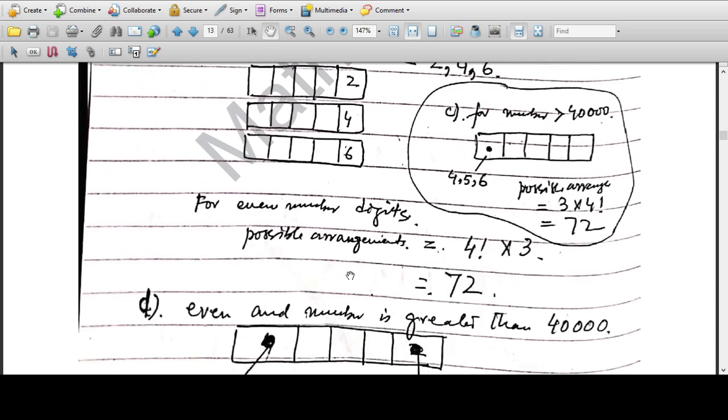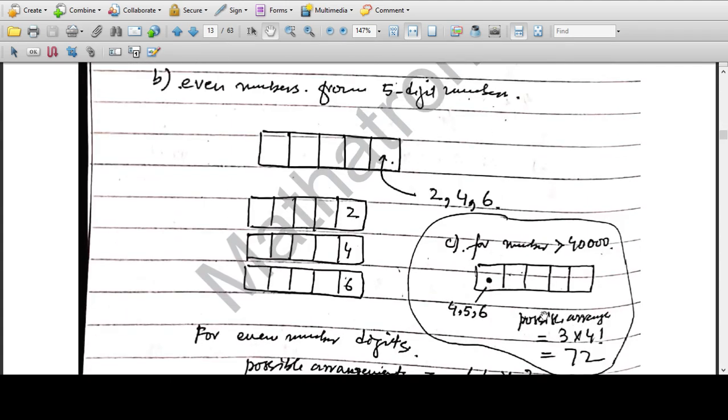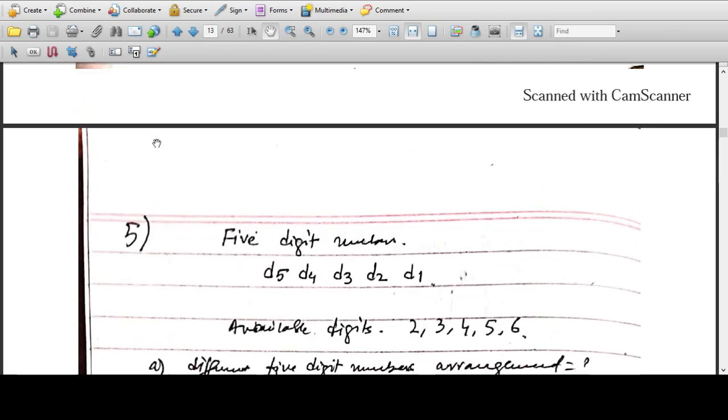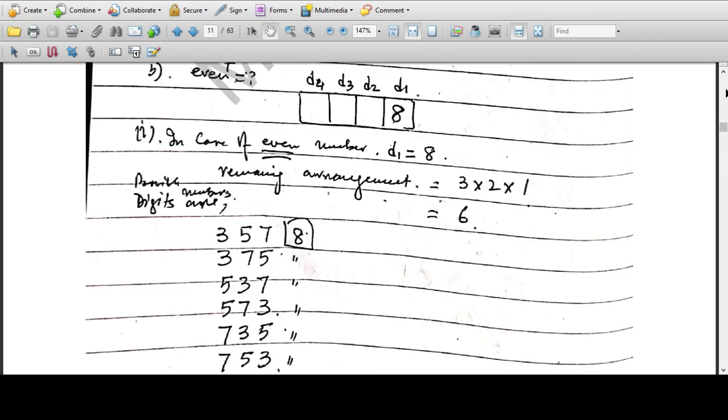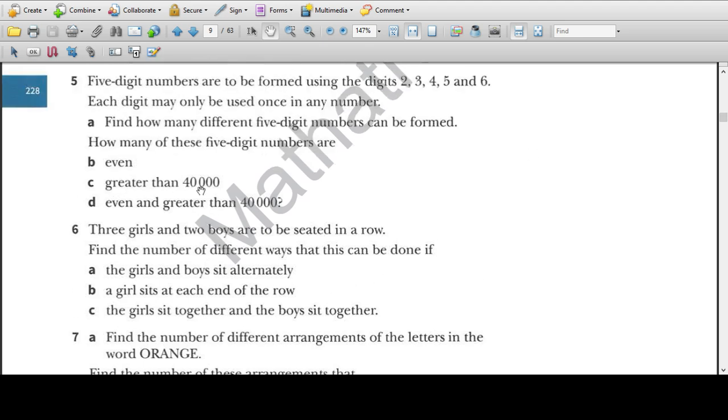So for part C, for numbers greater than 40,000, or even and greater than 40,000. So in part C we have to find the numbers greater than 40,000, which means these 3 possibilities 4, 5, 6 may be at the first place, and the remaining may be anywhere.